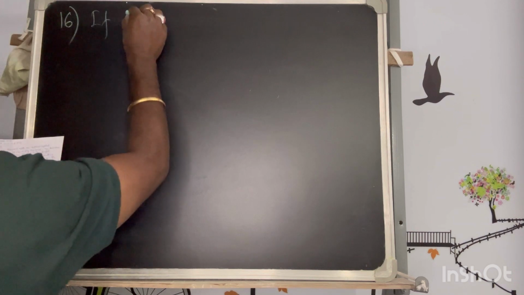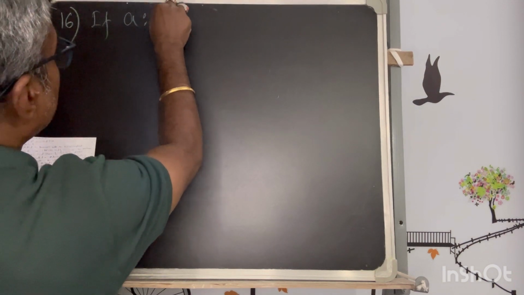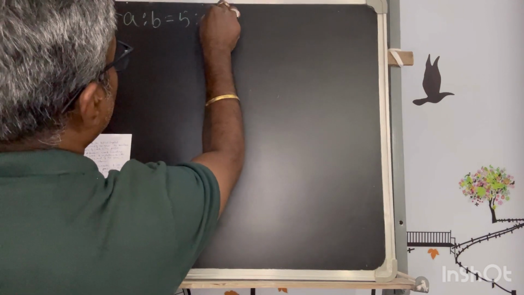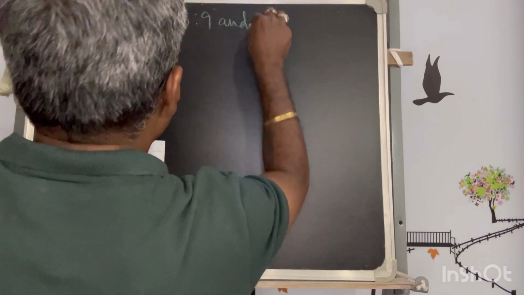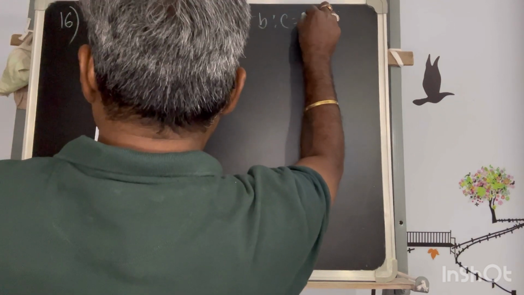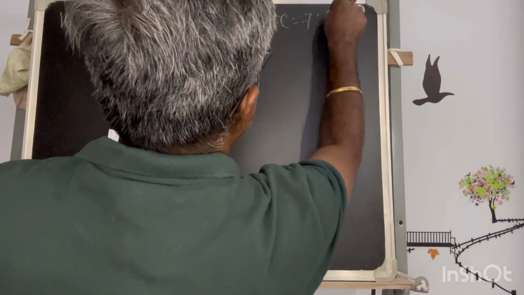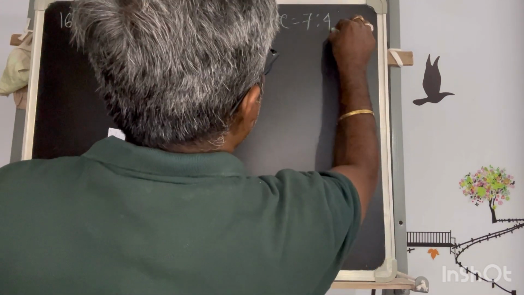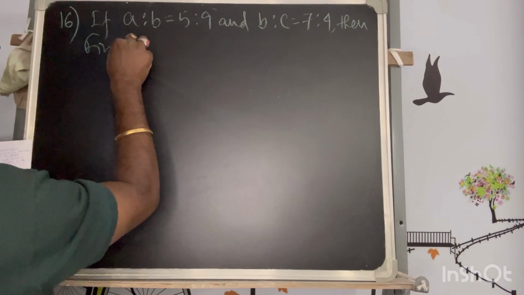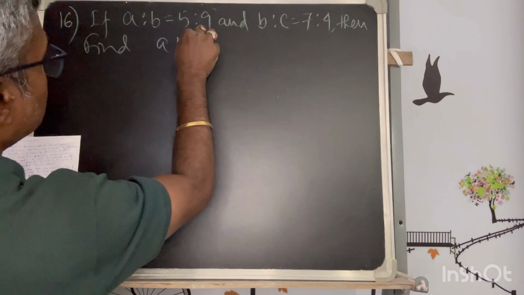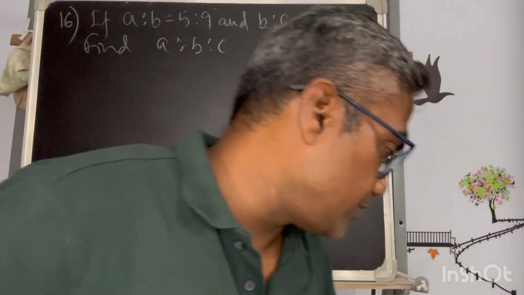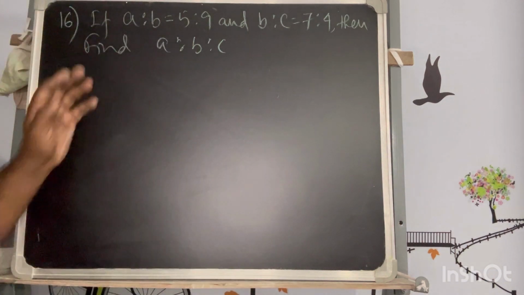If A is to B is 5:9 and B is to C equal to 7:4, then find A is to B is to C. This is a problem of continued proportion. You have to find it.